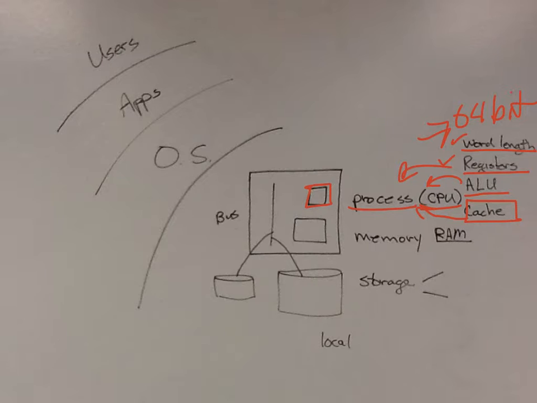Next most important thing we talked about, RAM, random access memory. The memory communicates between the two.